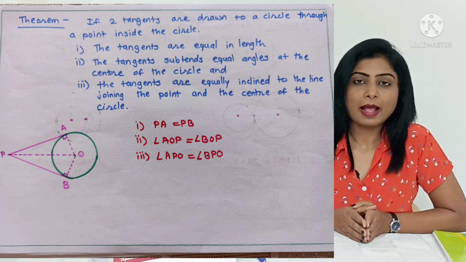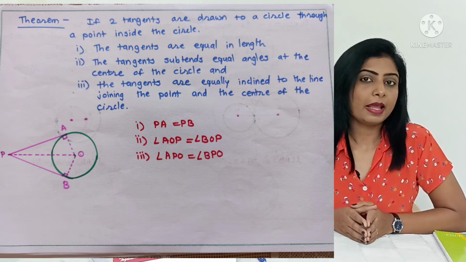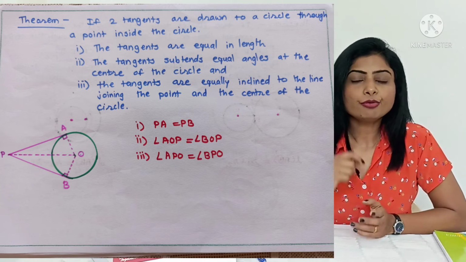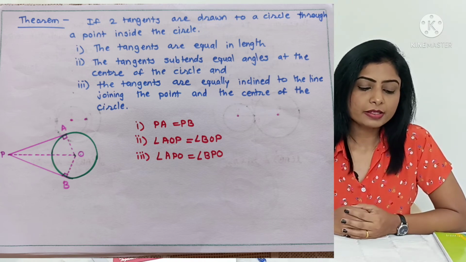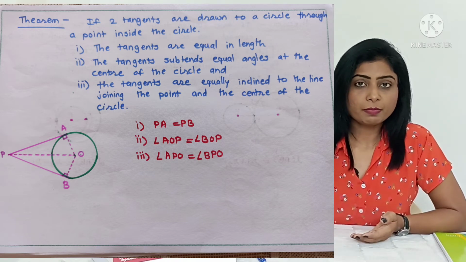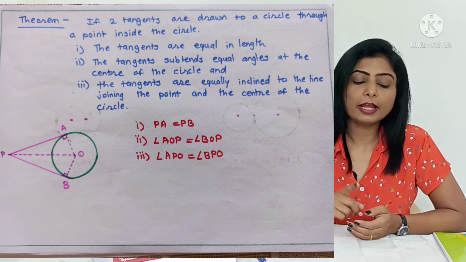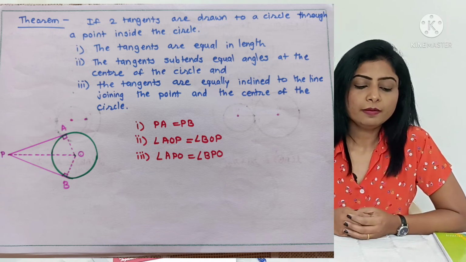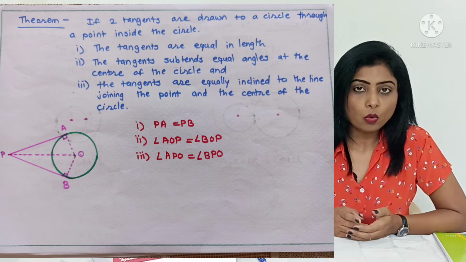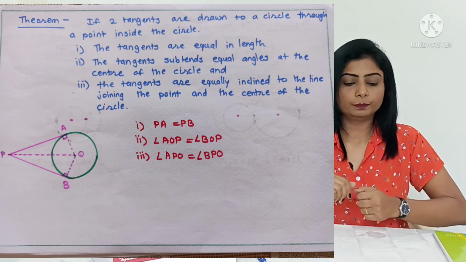So in this case, as we have drawn in the figure, PA and PB are the two tangents. According to the first statement, both are equal, PA is equal to PB. Now according to the second statement, angle AOP, which is made with the center of the circle, is equal to angle BOP. According to the third one, angle PAO is equal to angle BPO.